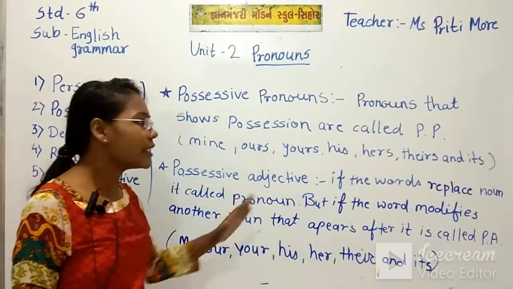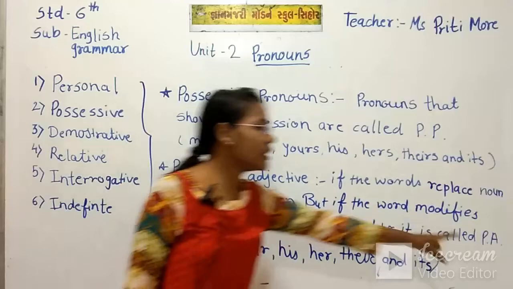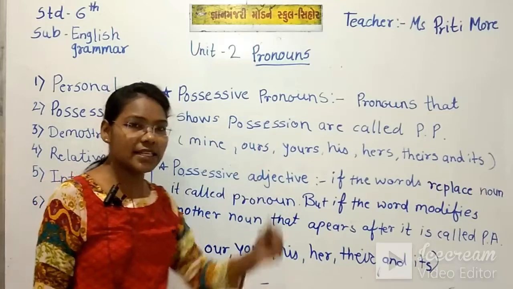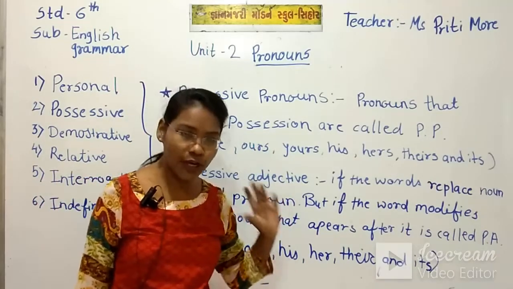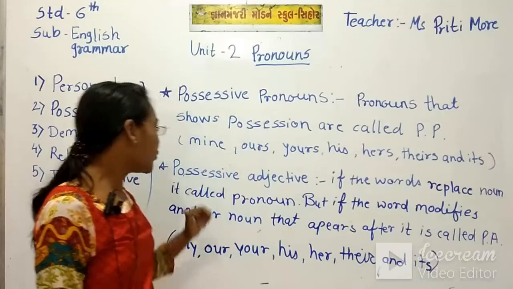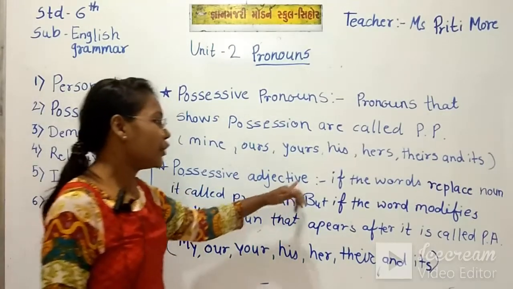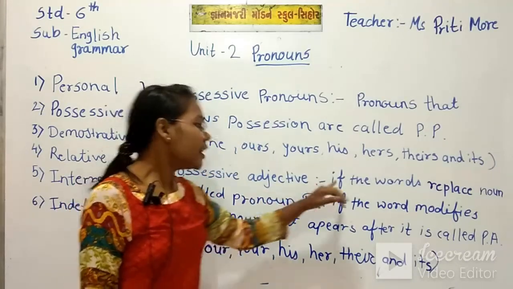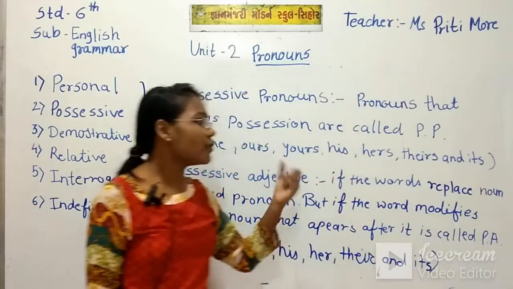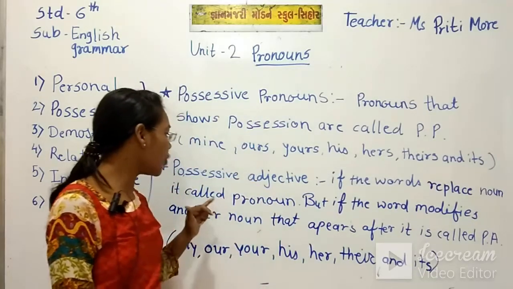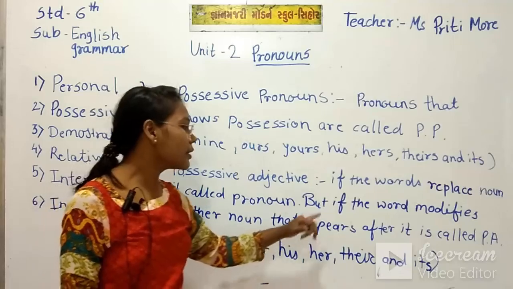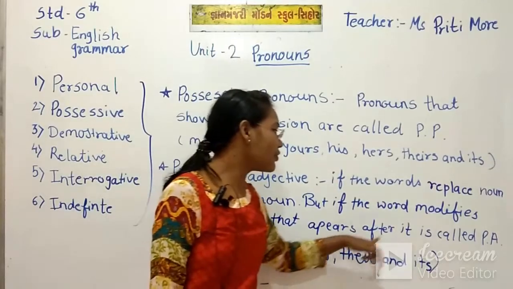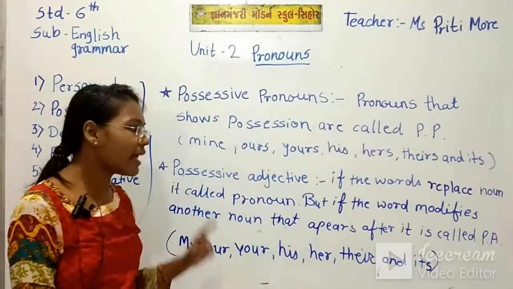In short we call it PA, possessive adjective. Everyone knows what an adjective is. Adjective means the word which describes the noun properly. But what is the possessive adjective? If the word replaces the noun and avoids the repetition of the noun, it's called a pronoun. But if the word modifies another noun that appears after it, it's called a possessive adjective.